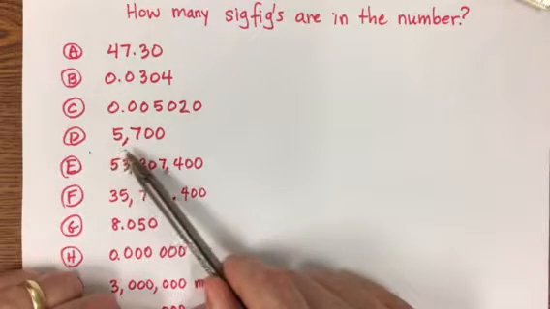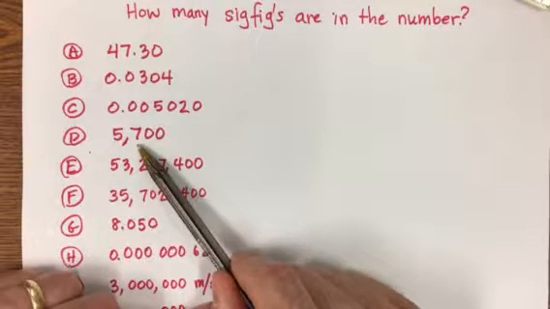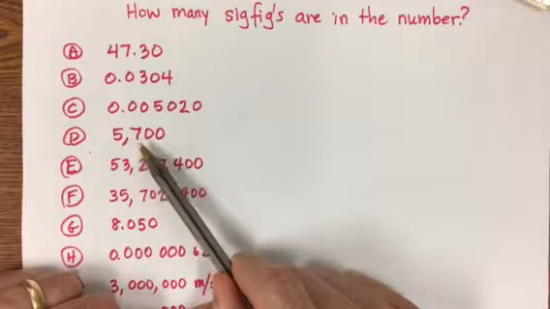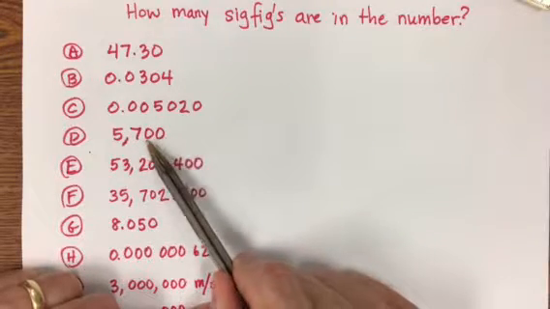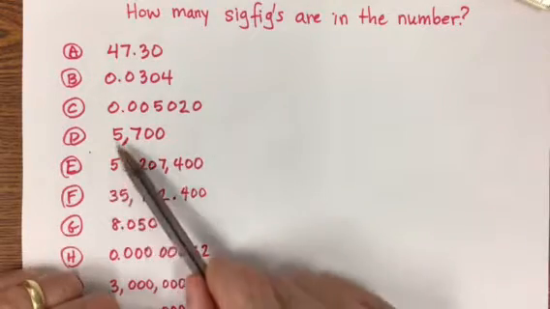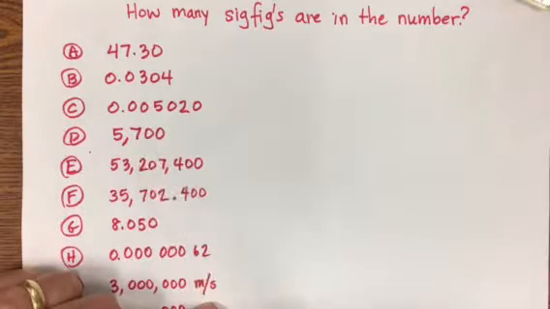In example D, 5,700. This only has 2 significant figures. Why? Because there's no decimal shown, therefore the 2 zeros are not significant, and the 1 through 9 numbers are always significant.